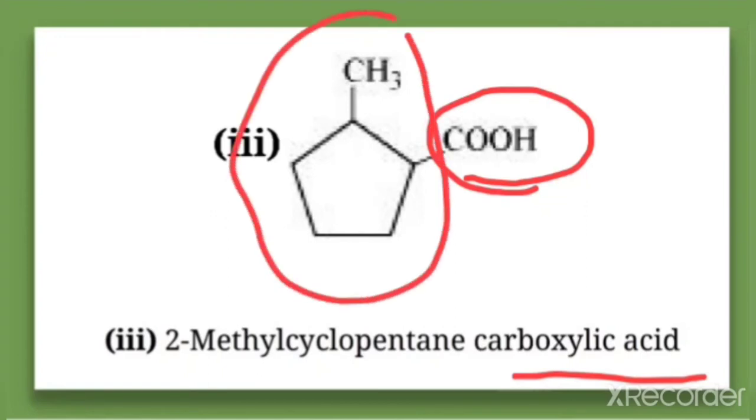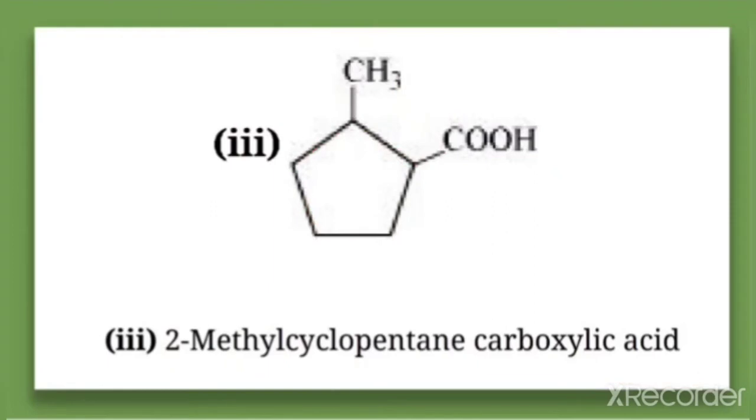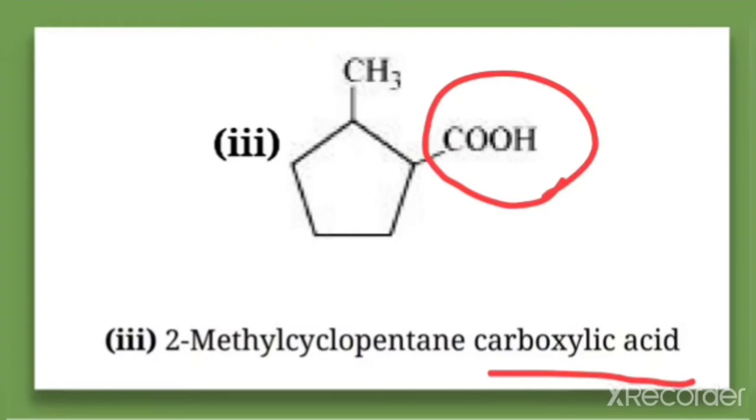Now, what will be the name for this part? This carbon should be given as the first carbon because the acidic group is attached to this carbon. So this one will be the second carbon. On the second carbon, a methyl group is there. Therefore 2-methyl, and this is a cyclic part, that is cyclopentane, because it is a pentagon, and carboxylic acid which we are using here. So it is very important to note that whenever an acidic group is attached to a cyclic part, we have to use the word carboxylic acid.